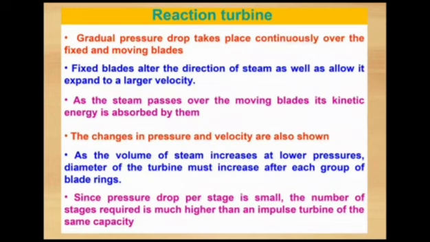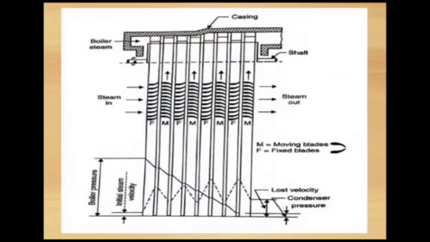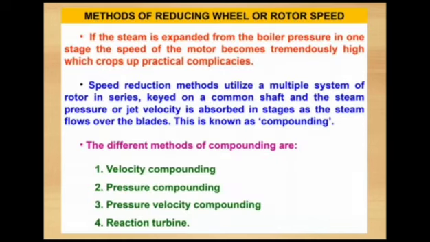The gradual pressure drop takes place continuously over the fixed and moving blades. The fixed blades alter the direction of the steam as well as allow it to expand to a larger velocity. As the steam passes over the moving blades, its kinetic energy is absorbed by them. The change in pressure and velocity are shown. Since the pressure drop per stage is small, the number of stages required is much higher than in an impulse turbine of the same capacity. This is a diagram for a reaction turbine.